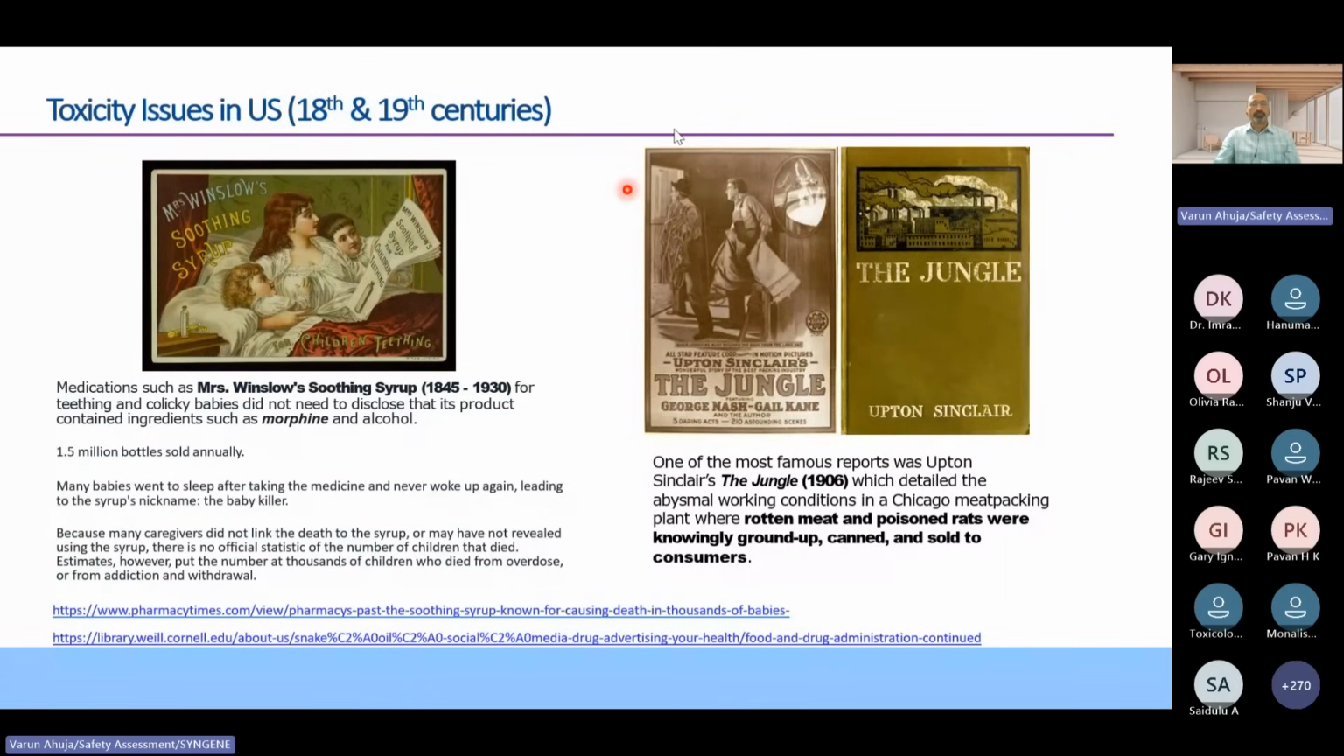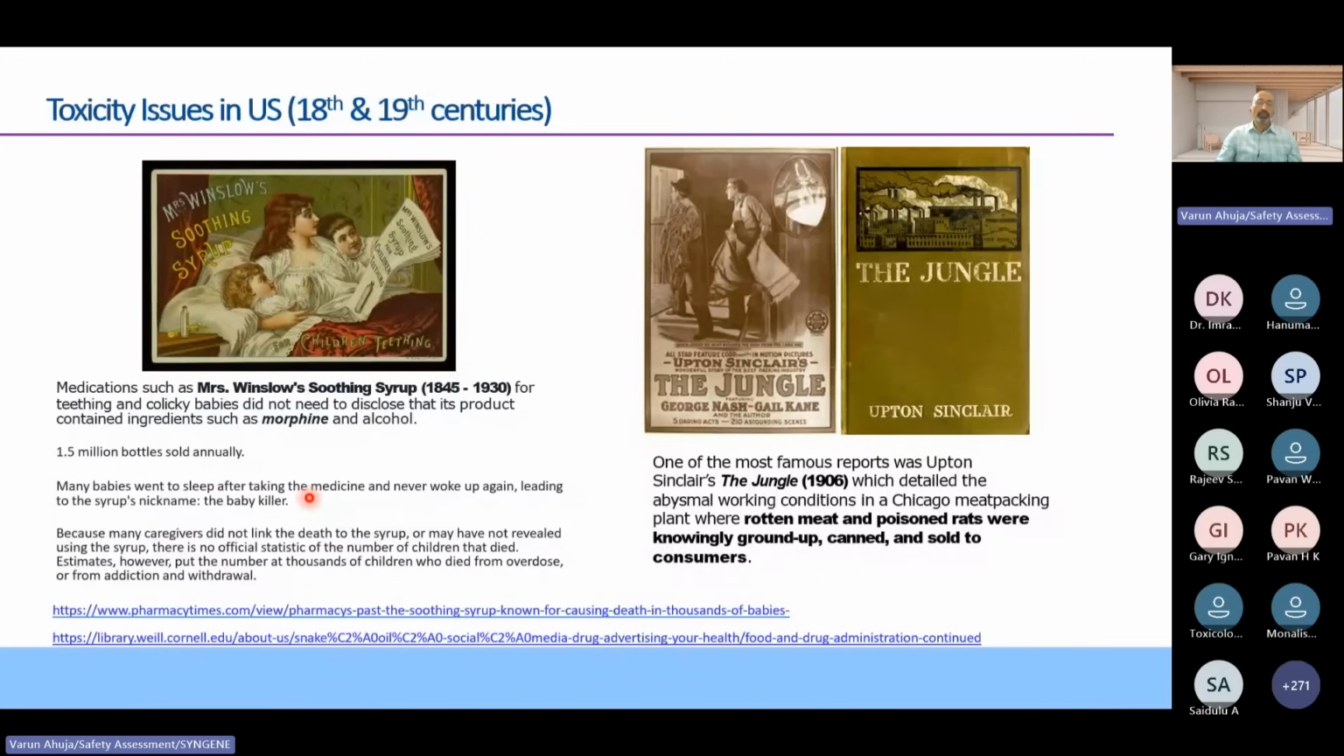One is this Mrs. Winslow's soothing syrup. So this was used for teething and colic problems in babies. When they develop teeth, they have pain, and also colic. So this did not need to disclose that its product contained ingredients such as morphine and alcohol. So this drug for children contained morphine and alcohol, and 1.5 million bottles were sold annually. Many babies went to sleep after taking the medicine.